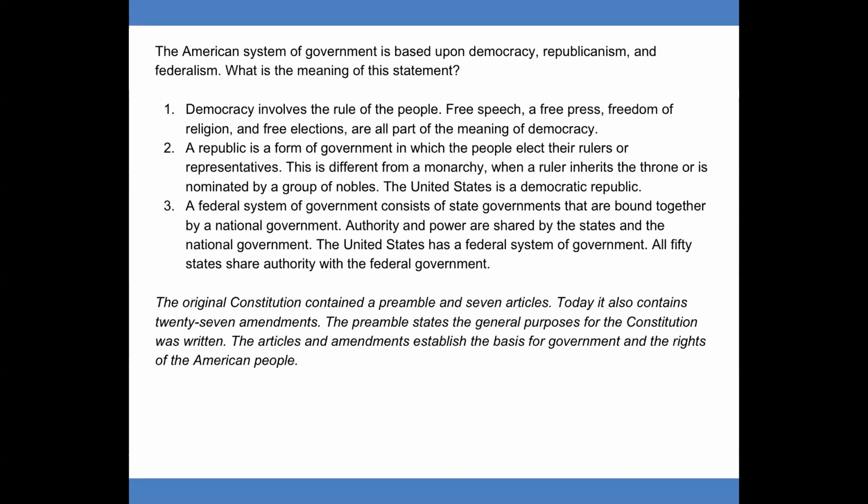The original Constitution contained a preamble and 7 articles. Today it also contains 27 amendments. The preamble states the general purposes for which the Constitution was written. The articles and amendments establish the basis for government and the rights of the American people.